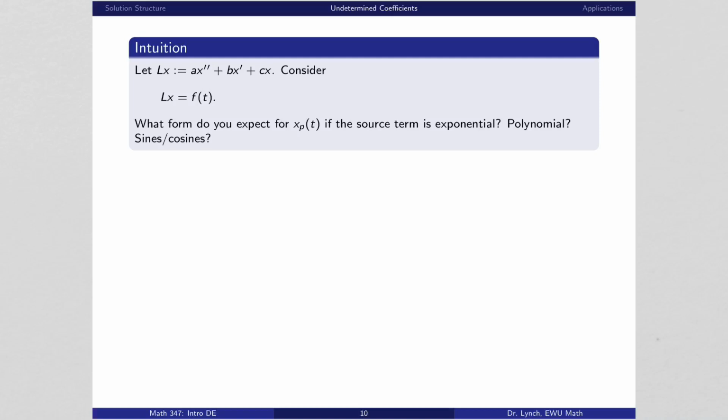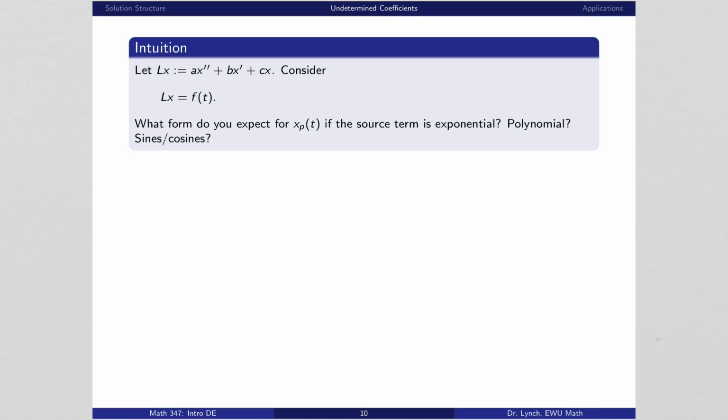The general idea is that we want to find a particular solution of this second order, constant coefficient, non-homogeneous differential equation, Lx equals f of t. So again, the idea here is that Lx is a recipe for mixing up derivatives of some function x, and here we want that recipe to pop us out f of t. So we sort of build our intuition here by asking ourselves, what do we expect for x sub p if the source term happens to be, say, exponential? Well, you would expect to need to mix up a bunch of exponential functions of sort of the same general form to pop out an exponential function.